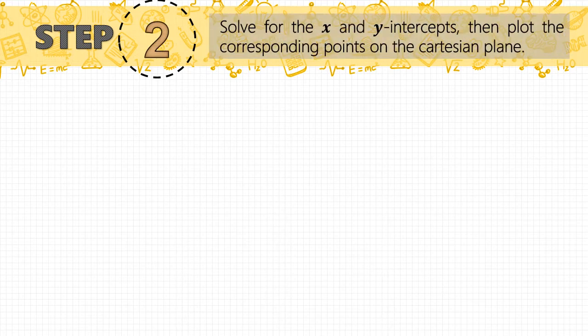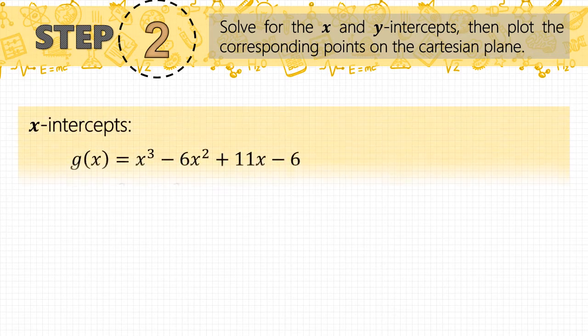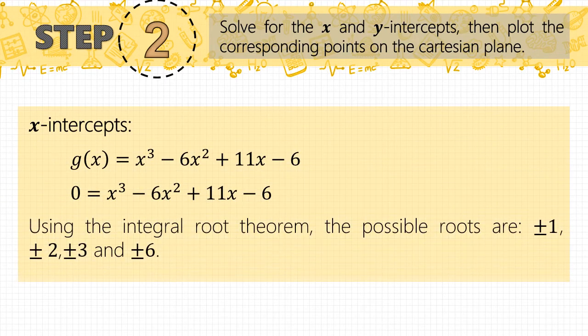Step 2. Solve for the x and y intercepts, then plot the corresponding points on the Cartesian plane. Solving for x-intercepts, we have g of x equals x cubed minus 6x squared plus 11x minus 6. Equating g of x to 0, we have x cubed minus 6x squared plus 11x minus 6 equals 0. Next, we have to solve for the roots of the function using the integral root theorem. The possible roots are positive negative 1, positive negative 2, positive negative 3, and positive negative 6.